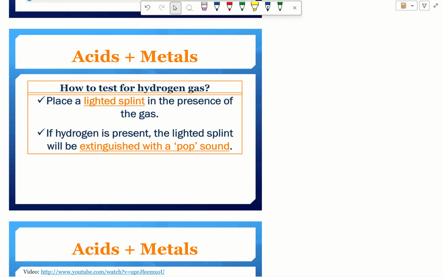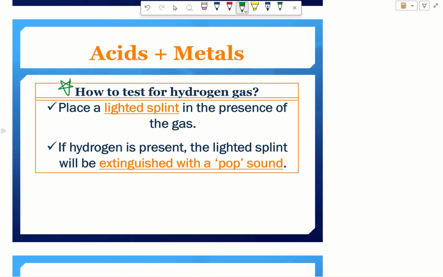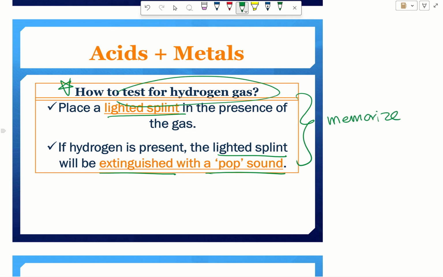So how do we test for hydrogen gas? This is important. We place a lighted splint, which means the splint has some flame. We did this practical in the lab, right? We place a lighted splint in the presence of the gas. If I add metal to some unknown liquid and we suspect that there's a gas, we place a lighted splint in the presence of the gas. If hydrogen is present, the lighted splint will extinguish with a pop sound. So you need to memorize this. This is the test for hydrogen gas.